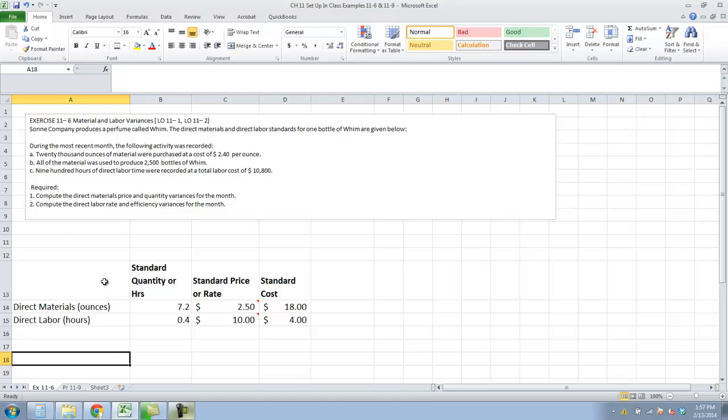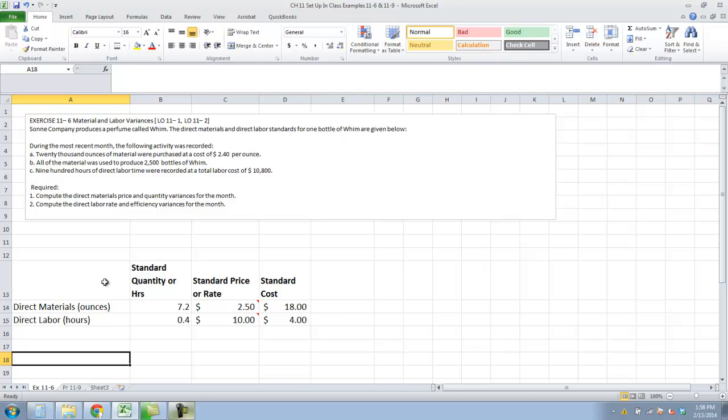Okay, so we're working on material and labor variances. Sun Company produces perfume called Whim. The direct materials and direct labor standards for one bottle of Whim are given below. During the most recent month, the actual activity recorded was 20,000 ounces of material were purchased at $2.40 an ounce. All material was used to produce 2,500 bottles of Whim. 900 hours of direct labor were recorded at a total cost of $10,800.